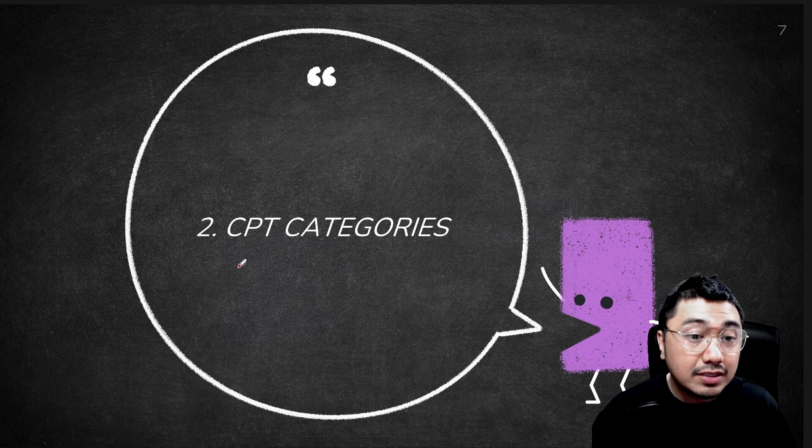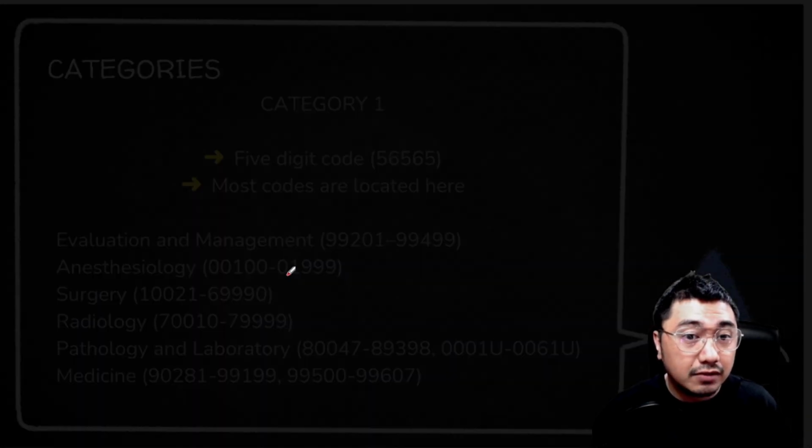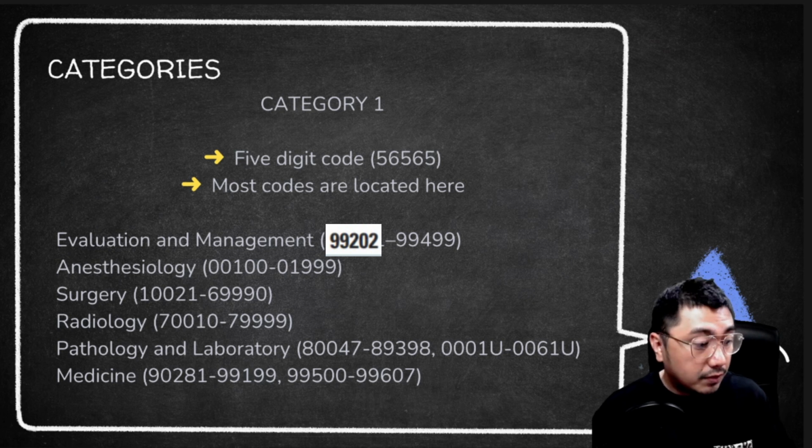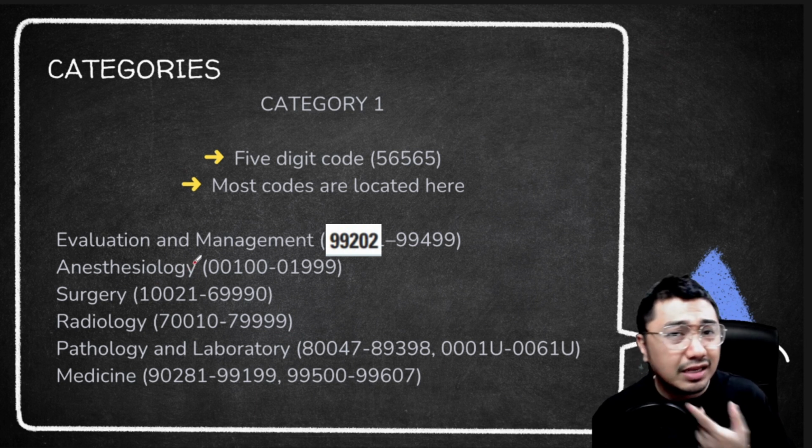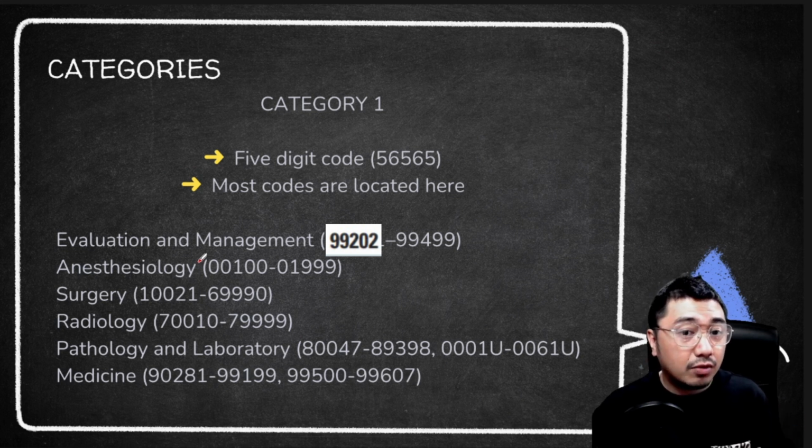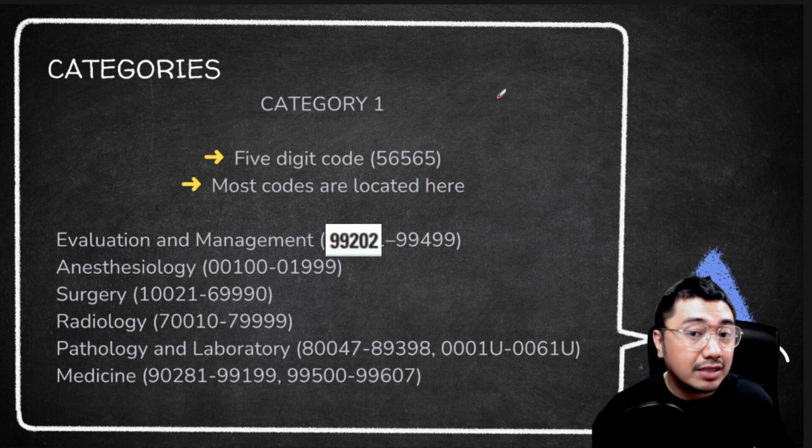So you have your CPT categories here. Let's start first with your Category 1. If you go to your book, most of the codes are located here. It's a 5-digit code. All of your CPT codes contain 5 alphanumeric digits. Your Category 1 is an alphanumeric code as well. As long as it contains 1, 2, 3, 4, and 5 digits, it's going to be under your CPT coding. You also have the breakdown here, namely evaluation and management, anesthesiology, surgery, radiology, path and lab, and medicine.